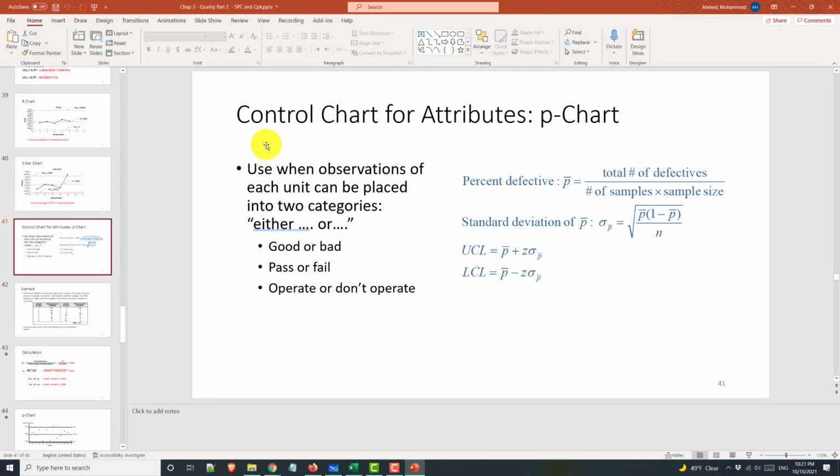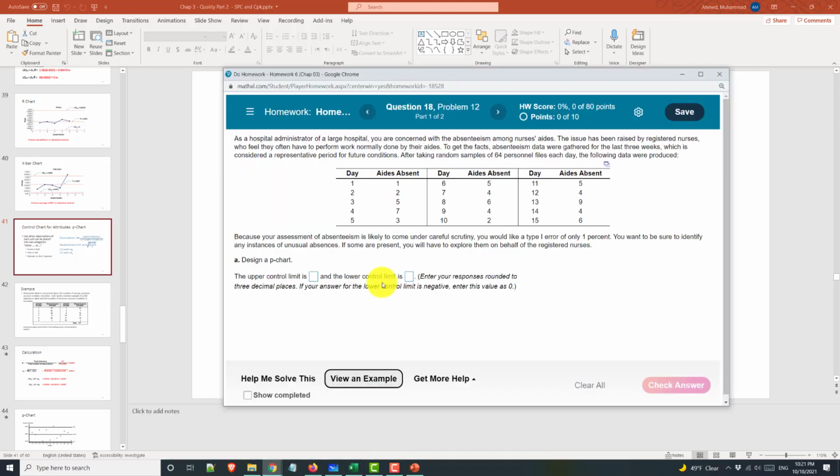If you look at the slides, they tell you that each unit that is observed can be placed into two categories: good or bad, pass or fail, yes, no, 1-0. And so when you have data like that, each unit within the sample can be assigned one of two levels. Then you'll use a p-chart. Okay, so we know we're going to use a p-chart here.